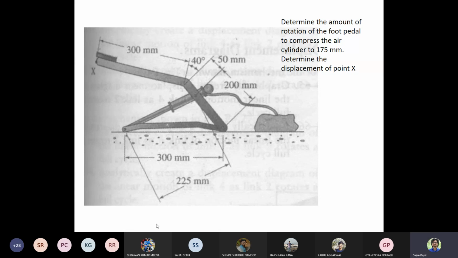Can someone read it for me first? Determine the amount of rotation of the foot pedal to compress the air cylinder to 175 millimeter. Determine the displacement of point X. Okay, so in that case, what is the maximum dimension? 300 millimeter. And the minimum? 50.